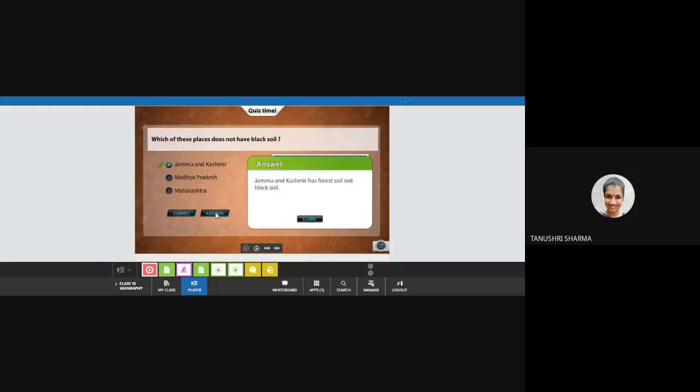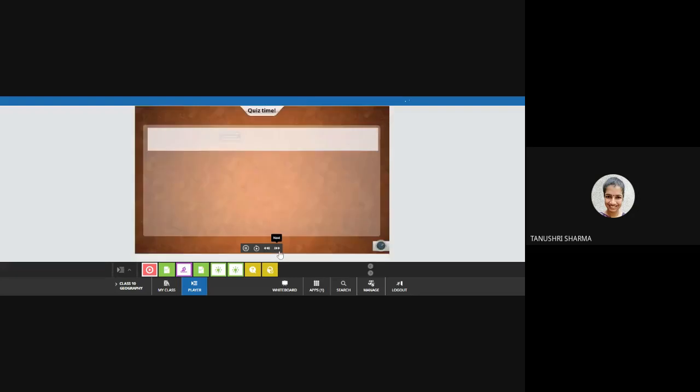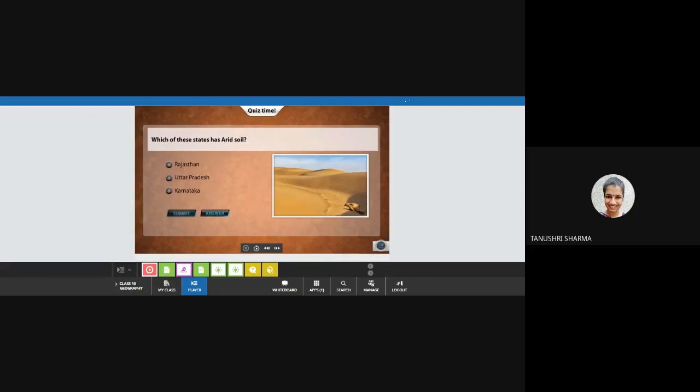Jammu and Kashmir has forest soil, not black soil. Which of these states has arid soil? Select the correct option and click Submit. Tell me. Rajasthan. Okay. Excellent. Rajasthan is a desert and has arid soil.